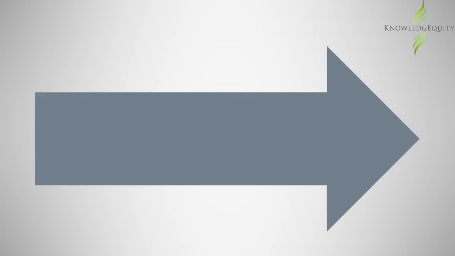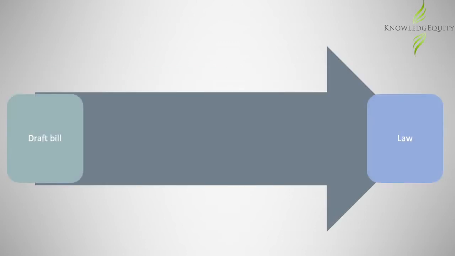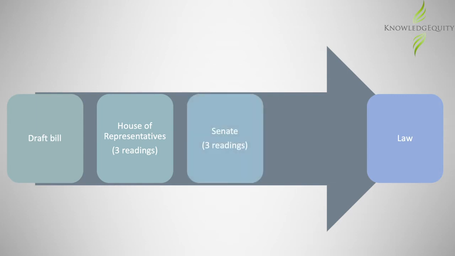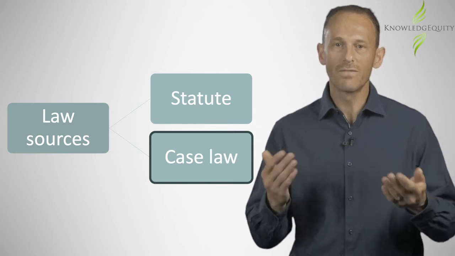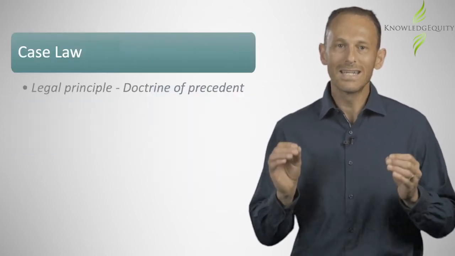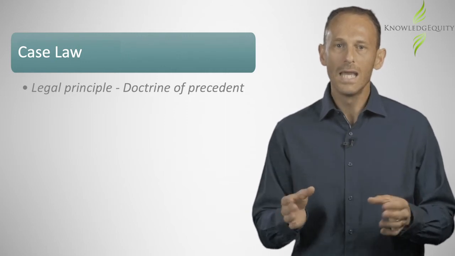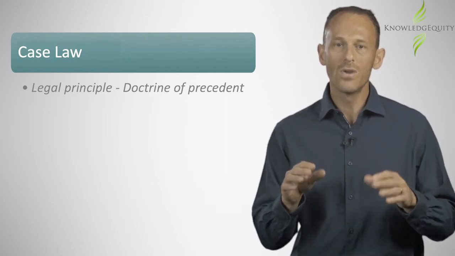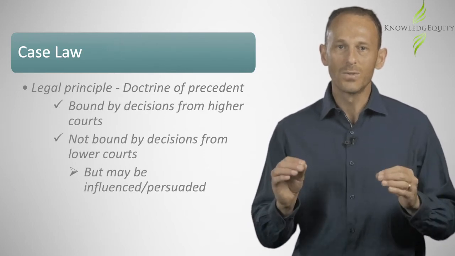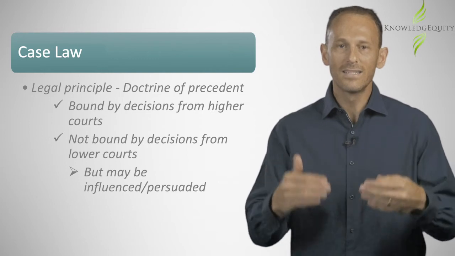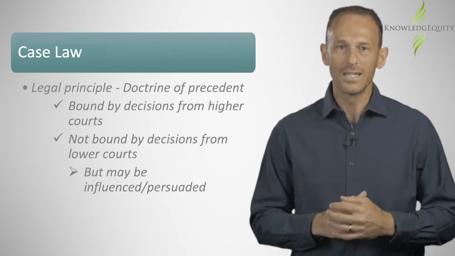For the federal government to pass laws, a bill needs to be written, which is then passed by the majority of both houses of Parliament and then receives royal assent from the Governor-General. The second main source of law is case law, which arises through the decisions of the courts. The reason case law forms part of the law is because of a legal principle known as the doctrine of precedent.